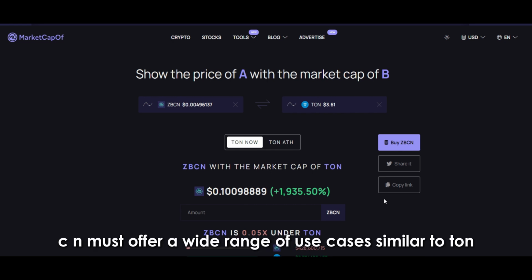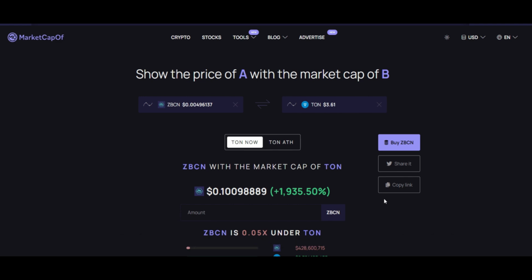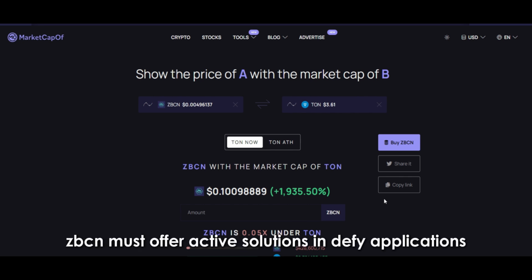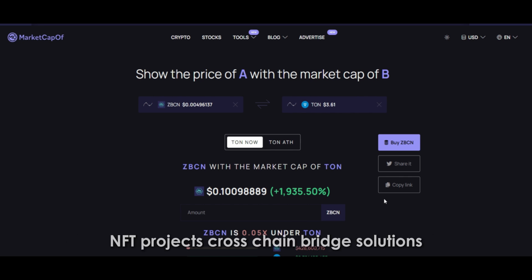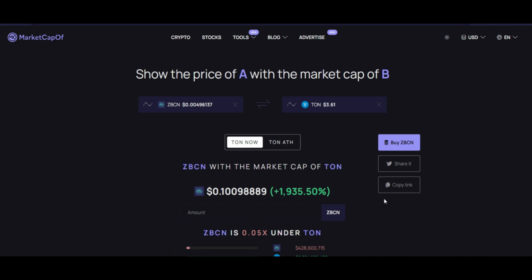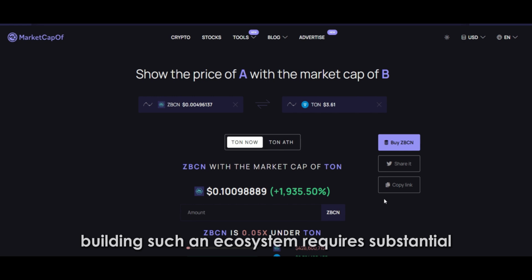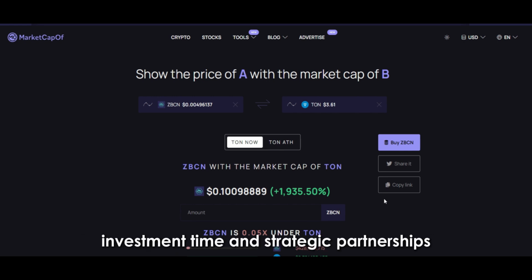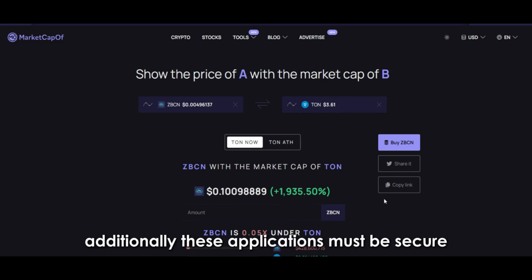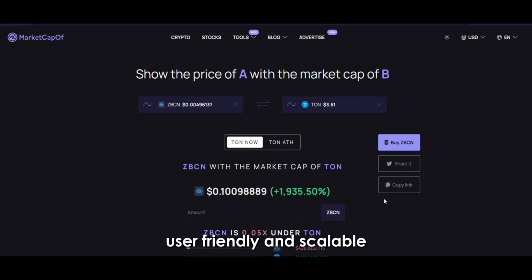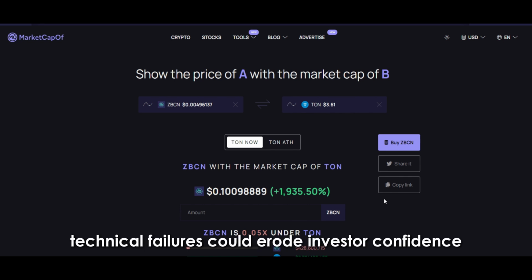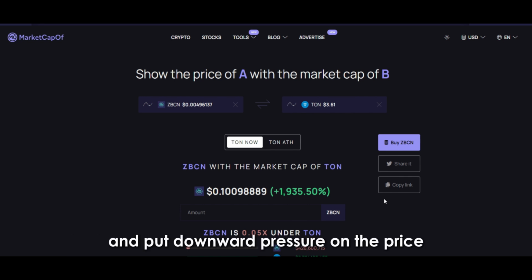Third, ZBCN must offer a wide range of use cases similar to TON. TON is not just a cryptocurrency, but a full platform that supports many decentralized applications. If ZBCN remains merely a payment tool or a token with limited functionality, it will be impossible to replace TON. Instead, ZBCN must offer active solutions in DeFi applications, NFT projects, cross-chain bridge solutions, DAOs, and the gaming industry. Building such an ecosystem requires substantial investment, time, and strategic partnerships. Additionally, these applications must be secure, user-friendly, and scalable. Otherwise, technical failures could erode investor confidence and put downward pressure on the price.